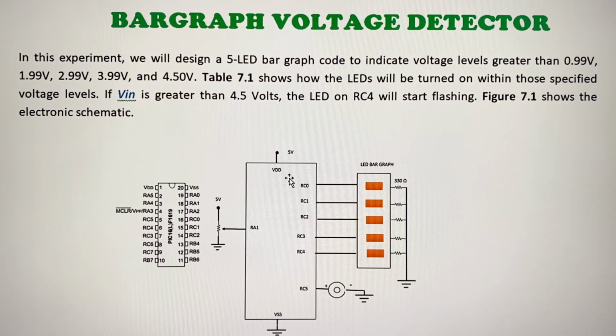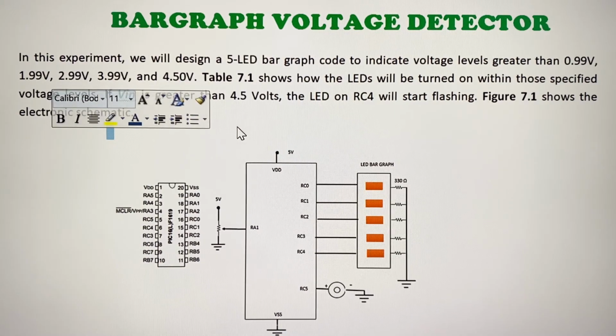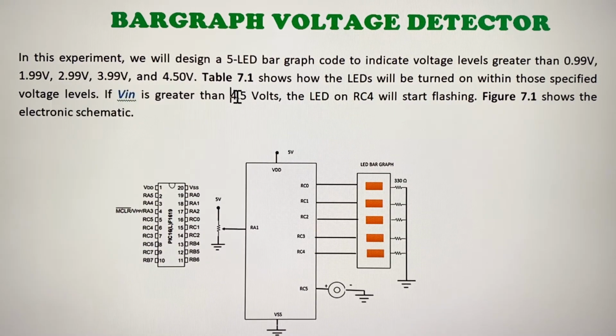In this practice we will design a 5 LED bar graph code to indicate voltage levels greater than 0.99, 1.99, 2.99, 3.99 and 4.50 volts. And if the voltage is greater than 4.5 volts, the LED on RC4, this one, will be flashing at a 10 Hertz rate.